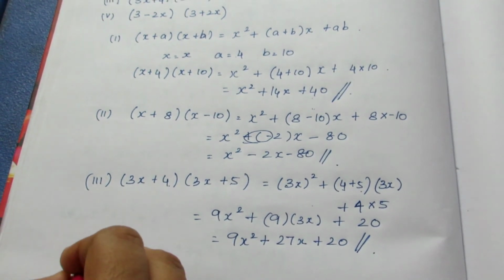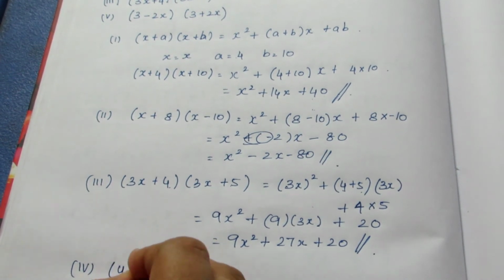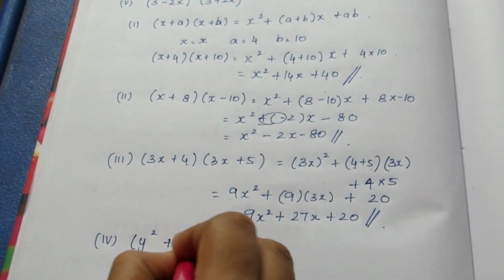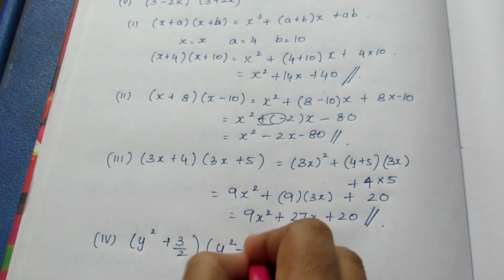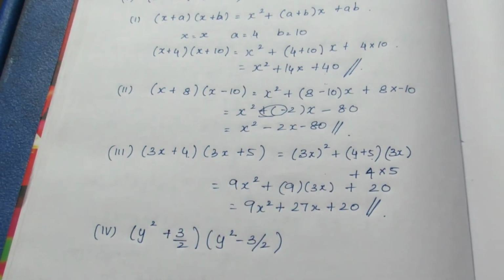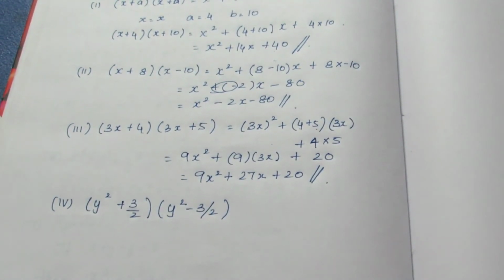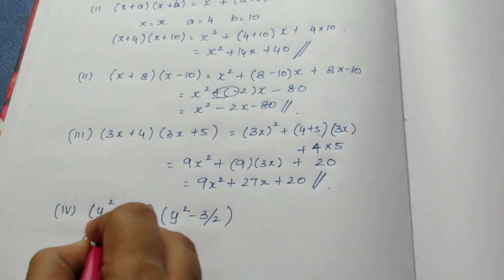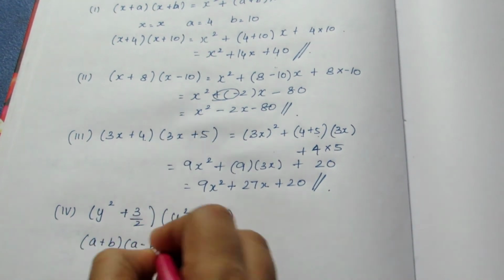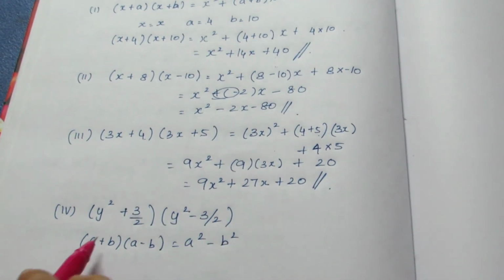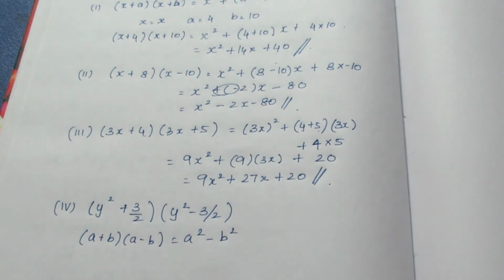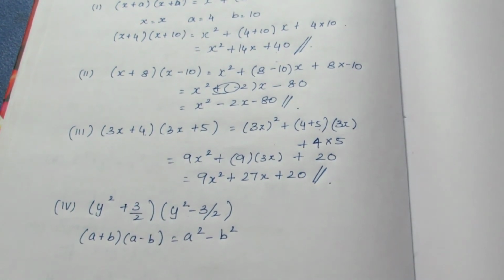In the fourth question, it is given y square plus 3 by 2 into y square minus 3 by 2. Here we can see the first element is the same, even the second element is the same, but there is a difference in sign, plus and minus. For this we can use the formula a plus b into a minus b, which is a square minus b square, because the first element is same and the second one is same. It will be easier than the x plus a into x plus b. Even that we can use, but this is easier.